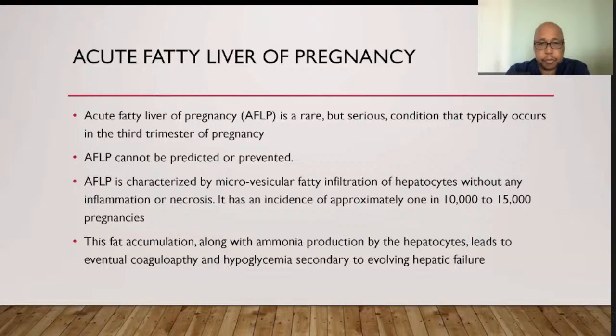And so rarely are liver biopsies done, but decisions are made on the clinical presentation based on other parameters. What makes acute fatty liver of pregnancy very dangerous is the fat accumulation along with the ammonia production by hepatocytes. It leads to eventual coagulopathy, hypoglycemia, and it could progress to fulminant hepatic failure. And so it really requires, one, to have an index of suspicion. Even though it's rare, it should always be in the back of your mind.